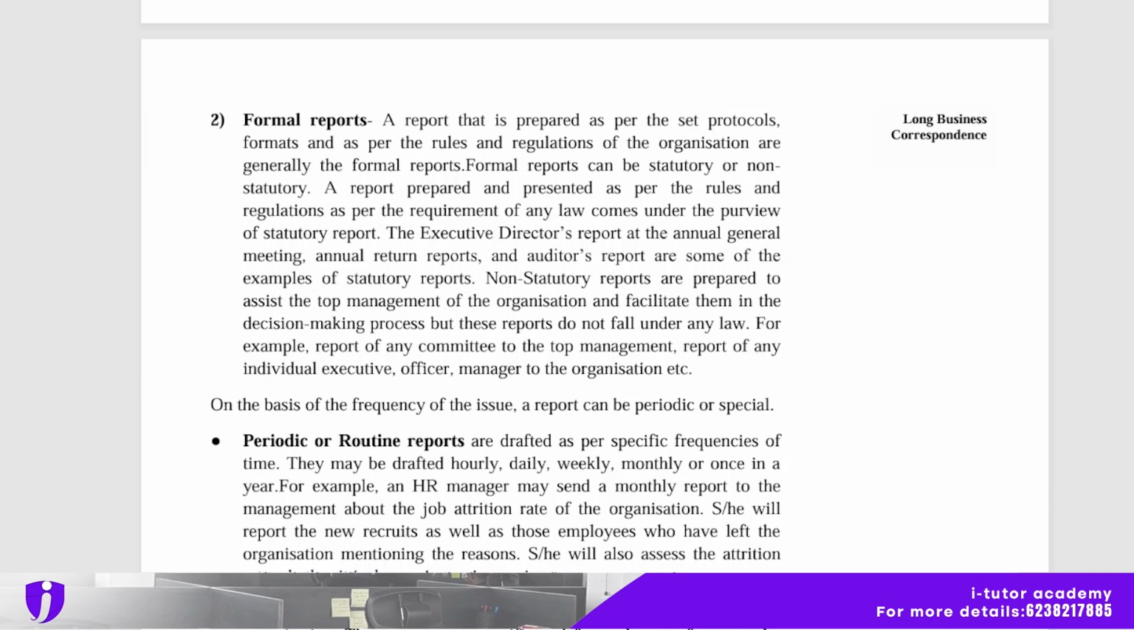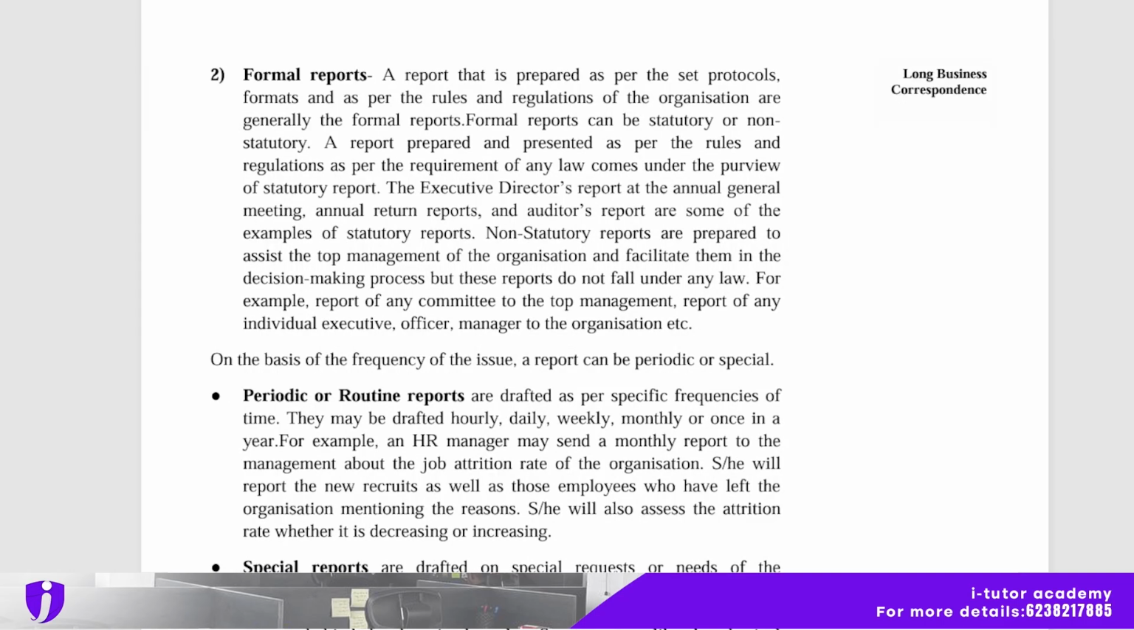And formal reports: a formal report is one that is prepared as per the set protocols and format, and as per the rules and regulations of the organization. Formal reports can be statutory or non statutory. A report prepared and presented as per the requirement of any law comes under the purview of statutory reports. The executive director's report at the annual general meeting, the annual written report, and the auditor's report are some examples of statutory reports.